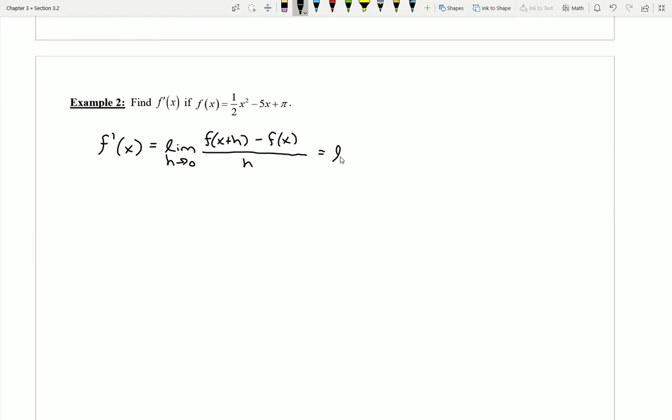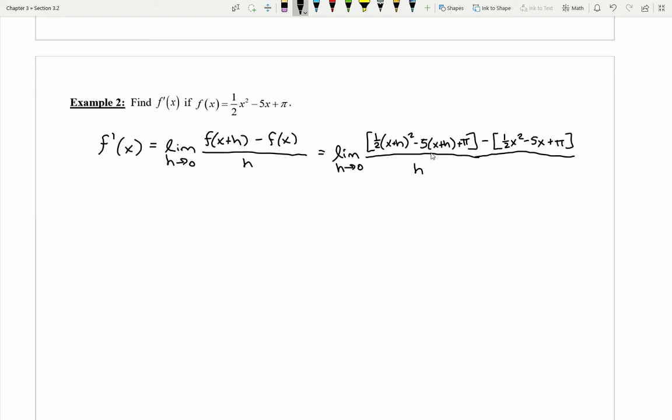So now I'm going to go ahead and do a simplification to the numerator by kind of filling in what f of x plus h is. So notice here I'm going to get 1/2 times an x plus h all squared. I'm replacing x with x plus h. And then I'm going to get minus 5 times x plus h and a plus pi. So that's just my first portion. Now I'm going to have just f of x, and I'm going to make sure I'm putting this in brackets so I can successfully distribute that negative sign in a moment.